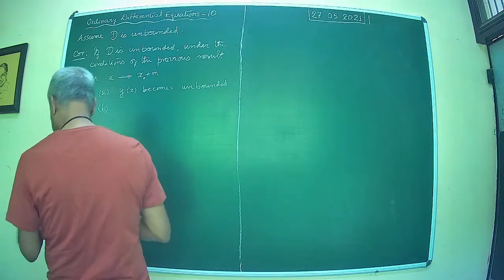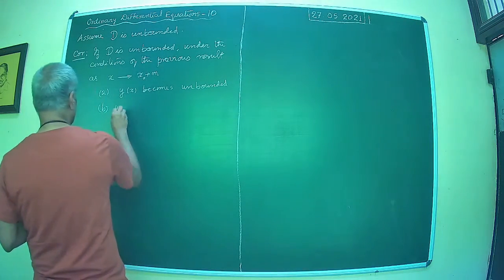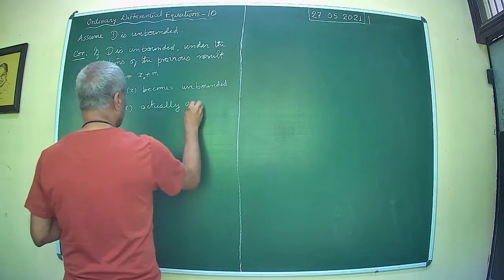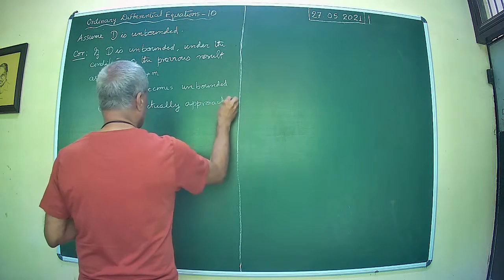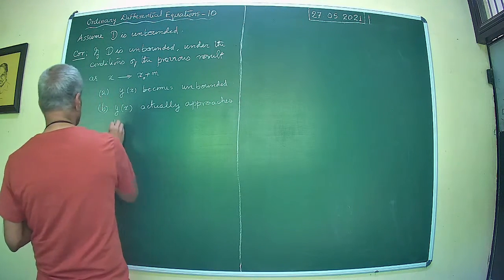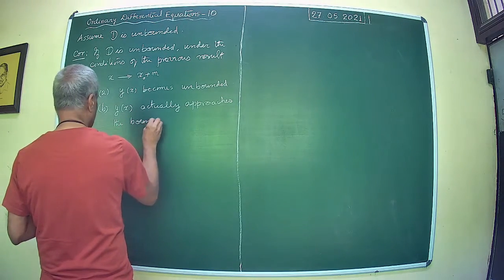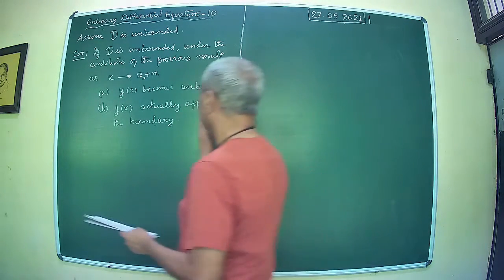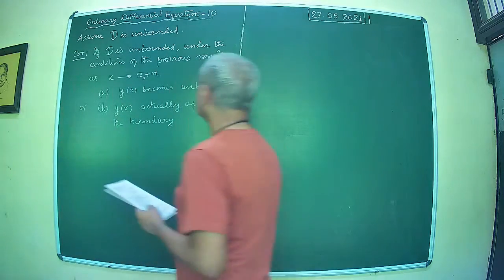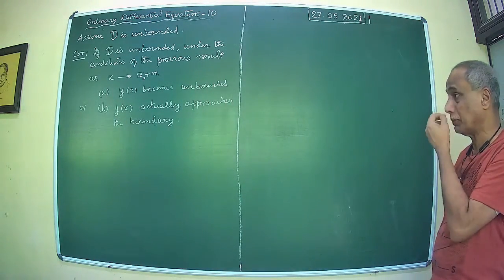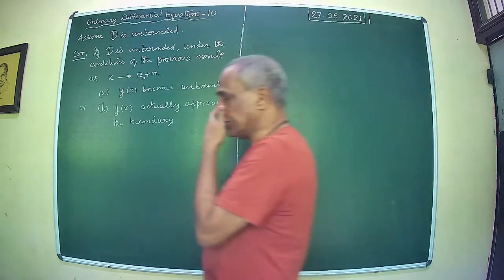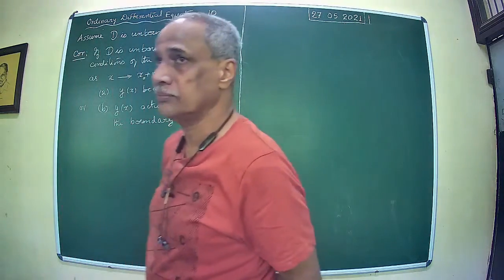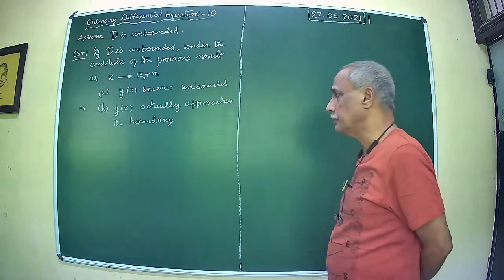the second possibility is that y of x actually approaches the boundary. So these are the two possibilities. So here we are assuming the condition that f is continuous and f is locally Lipschitz.